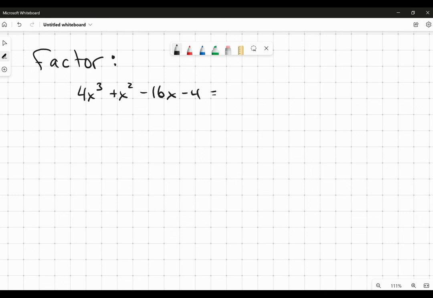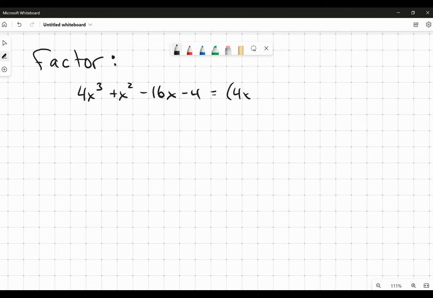Okay, everybody. So in this video, we're going to take a look at another example of factoring. I'm looking at an expression here that's got four terms in it, 4x cubed plus x squared minus 16x minus 4. And when I see four terms there, I'm assuming that this is going to be factoring by grouping.